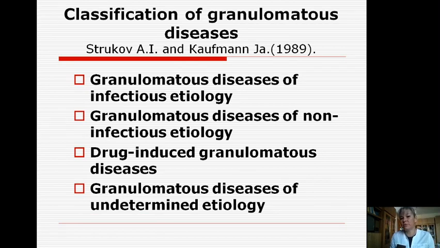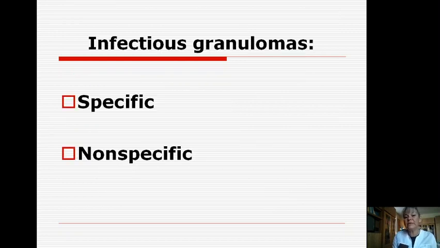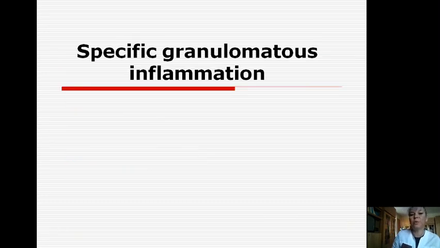Classification of granulomatous diseases. There are 4 types: granulomatous disease of infectious etiology, of non-infectious etiology, drug-induced granulomatous diseases, and granulomatous diseases with undetermined etiology. More often we see infectious granulomas formation. Infectious granulomas can be specific and non-specific. What about specific granulomatous diseases?